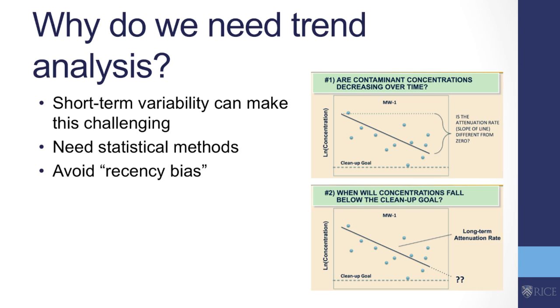Yeah, right? And we need to do this because of some of the issues with monitoring data itself. Okay, and then there is this idea that we have short-term variability that can make this really challenging. You need statistical methods to sort of break through some of these clouds, and you also want to avoid recency bias. Yeah, so I work on a lot of sites where the regulator will wait from event to event and say, well, that well went up and that well went down. You've got to avoid the recent picture. You've got to take the big picture. And trend analysis is something that really helps us do that with statistical power.